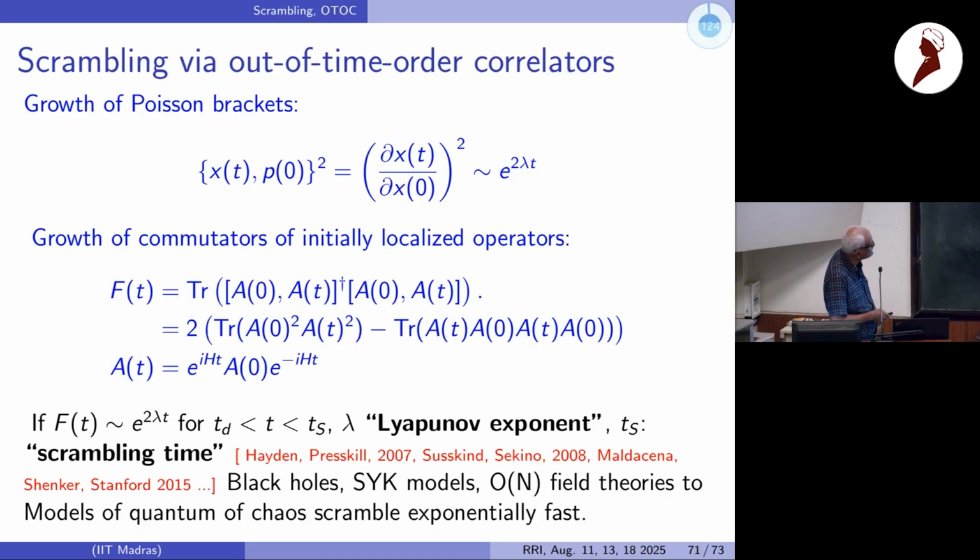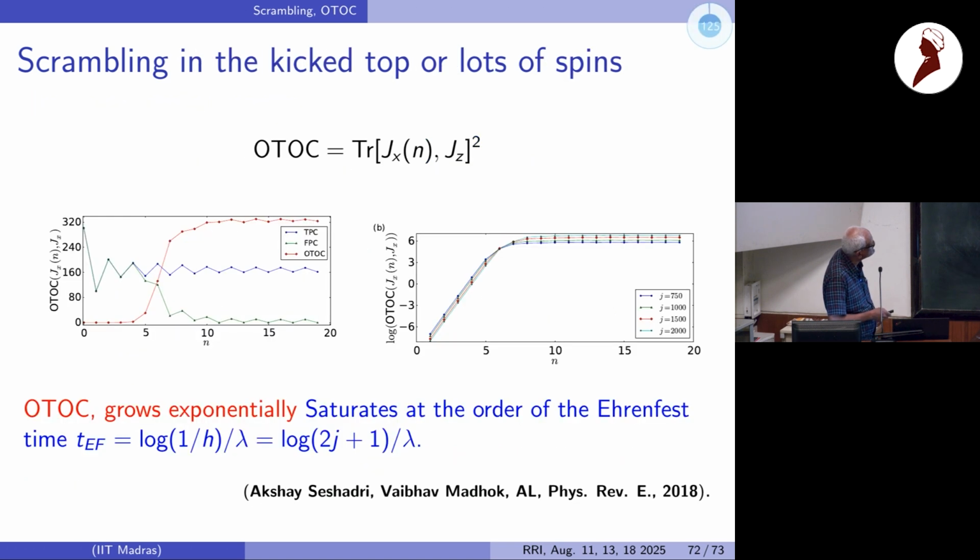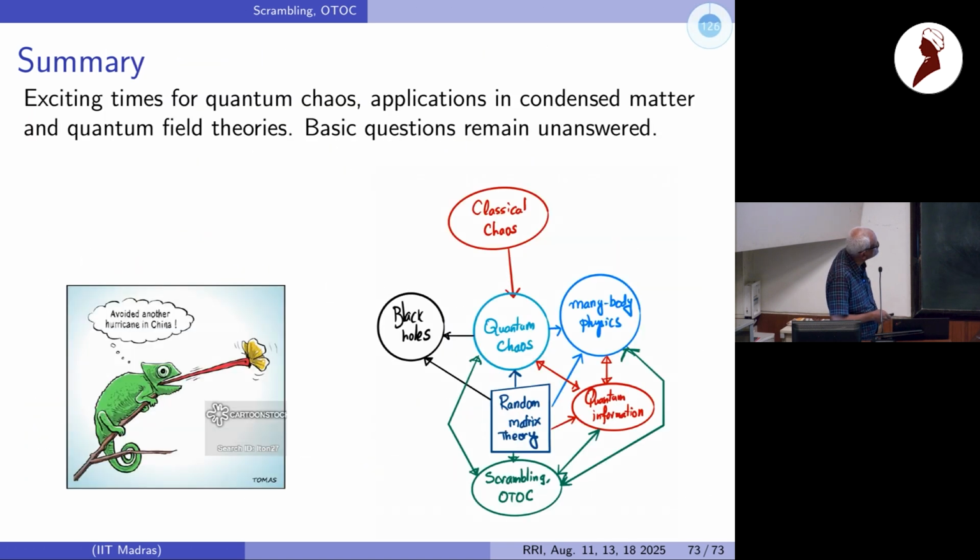Okay, so I think I'll skip over the OTOCs. I just had these two slides, but I think I'll skip over that since it's 10 minutes already over time. So thank you for listening to a long talk. I think we spent a lot of time on classical chaos, diversified a little bit into quantum chaos, and even less into many-body physics and a little bit of random matrix theory.